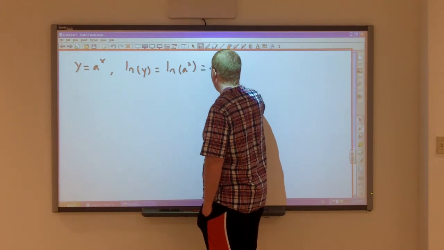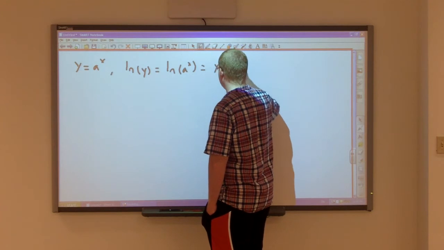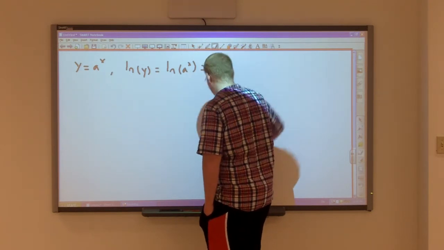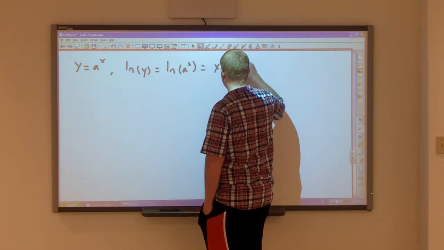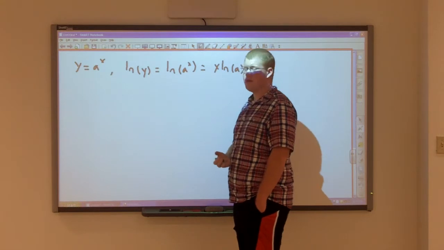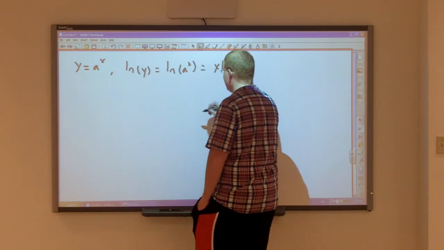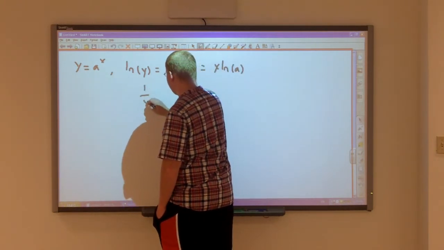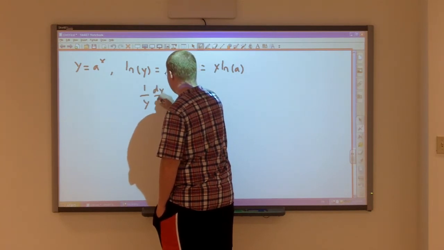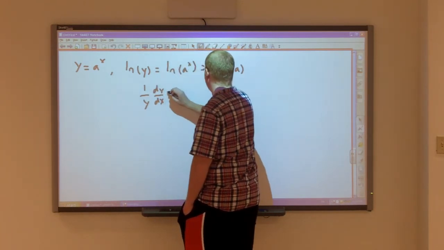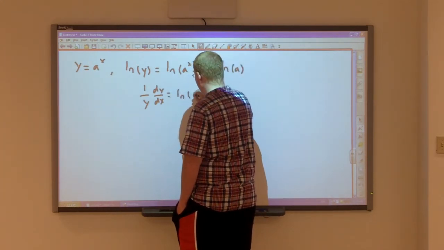So this is simply x times the natural log of a. Now what we're going to do is take the derivative of both sides. The derivative of natural log of y is 1 over y times dy dx. And then the derivative of x natural log of a is simply natural log of a, because the x goes away.